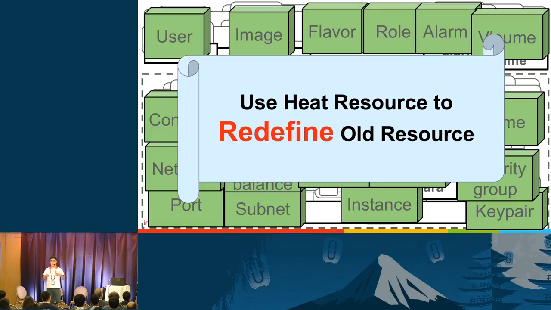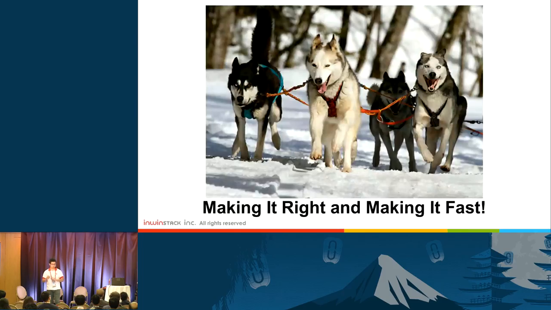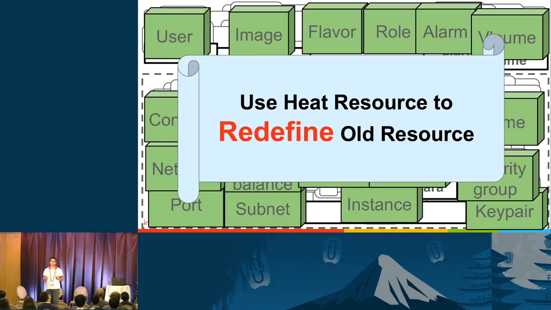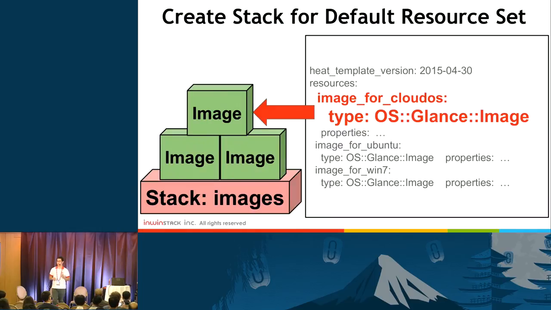So we were talking about where Heat can aim. First, in order to find the red lines, there's a red line between the dogs, if you see it. You must first know what the red lines are, what each resource is doing. Heat provides a big resource list. The Heat team really tried hard to make it happen. Most resources in your OpenStack cloud, like flavors, roles, alarms, everything will have a Heat resource. So redefine your old resources as Heat resources. That's the first step, and the sleepy puppy will become a big dog.